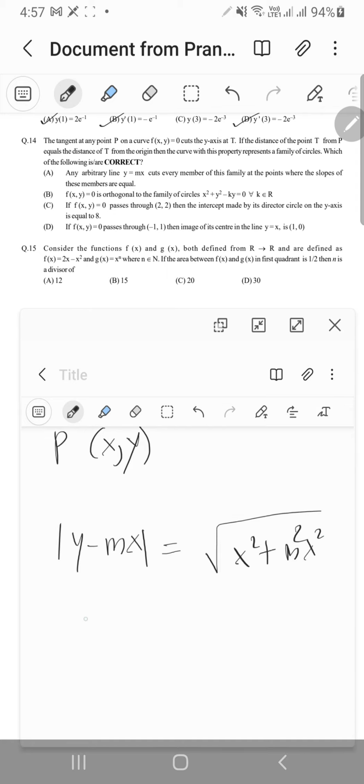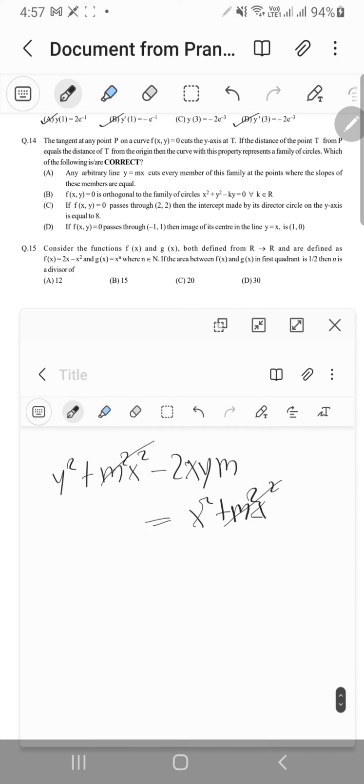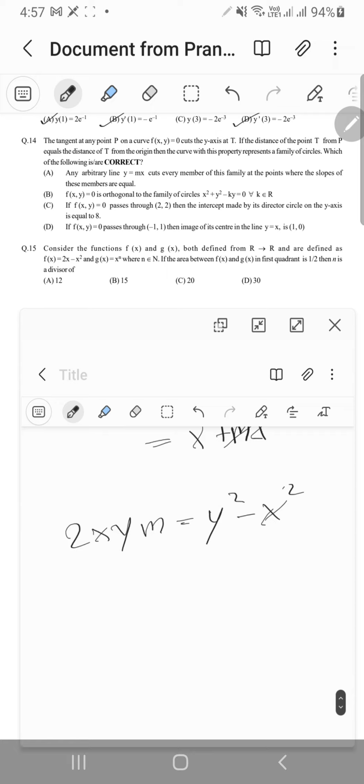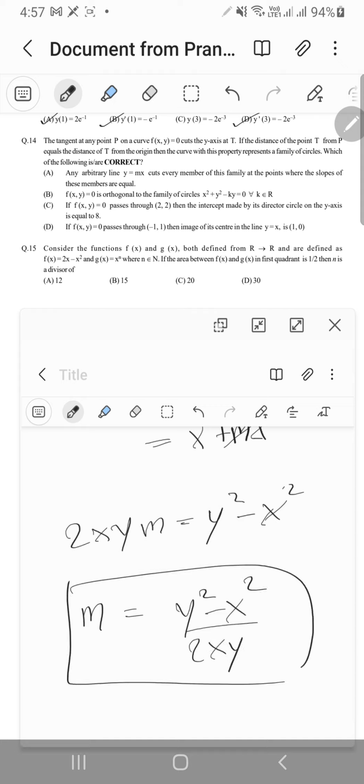So yeah, it would just be y squared plus m squared x squared minus 2xym equal to x squared plus m squared x squared. Some stuff cancels. Thank god it's not a degree 2 thing. So now this just becomes 2xym equal to y squared minus x squared. Cool, that's cool. So you just have m equal to y squared minus x squared upon 2xy. Hey, that's a homogeneous equation. Okay, fine, we're not doing anything there.